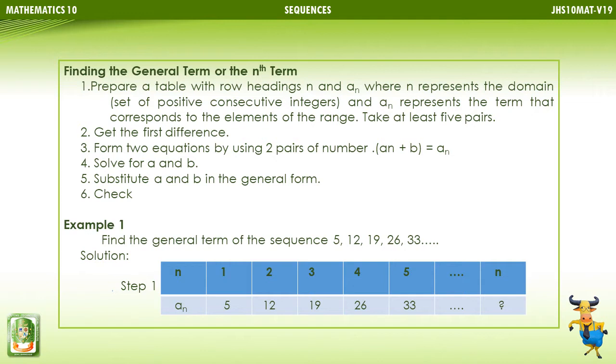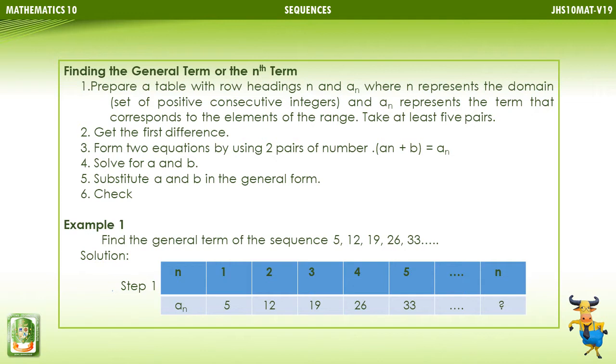2. Get the first difference. 3. Form two equations by using two pairs of numbers: an plus b equals a sub n. 4. Solve for a and b. 5. Substitute a and b in the general form. 6. Check. Example 1. Find the general term of the sequence 5, 12, 19, 26, 33.